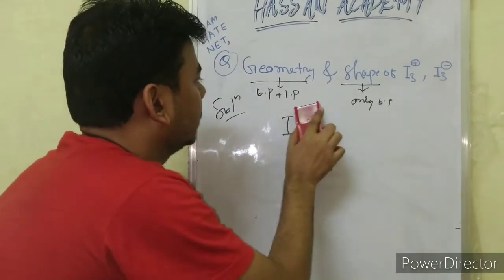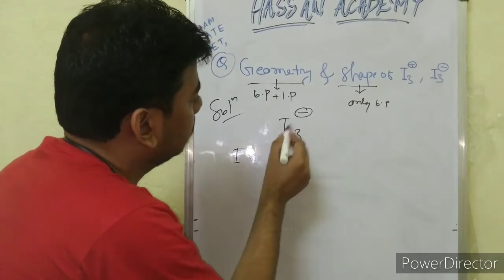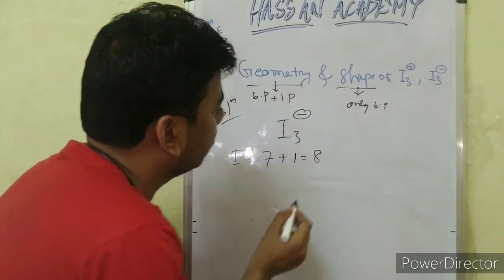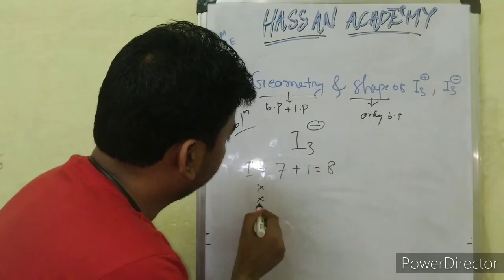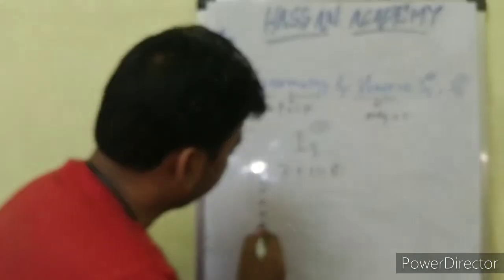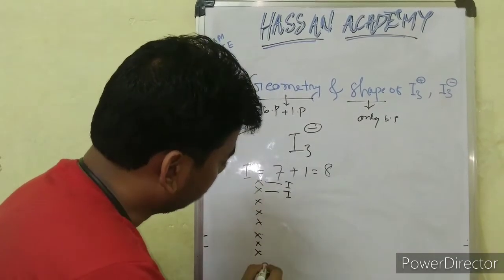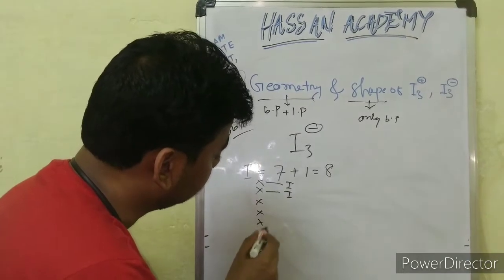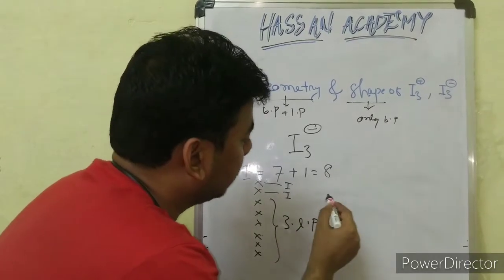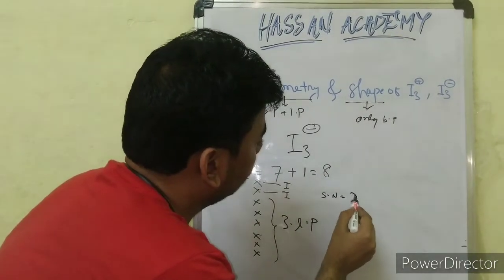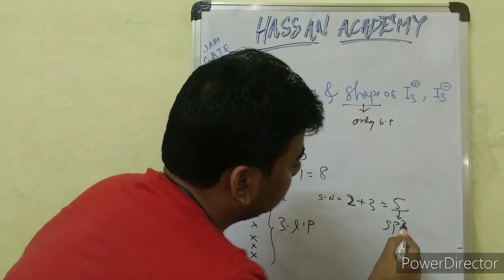So let's find out for I3-. The same way we can go. Iodine is the central atom. Here it is 7 plus 1, that means 8 is our total central atom electrons. If we go for 8, 1 2 3 4 5 6 7 8, then only 2 bonds are going to be made, and 3 lone pairs are here. Total 6 electrons, that means 3 lone pairs. When we go for steric number, 2 bond pairs plus 3 lone pairs, total 5. If it is 5, that means sp3d.